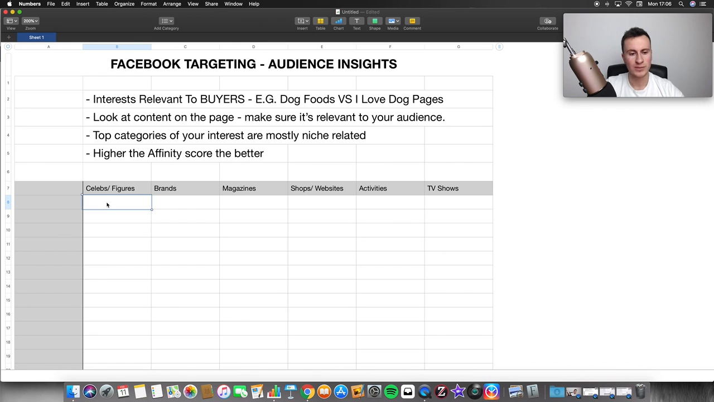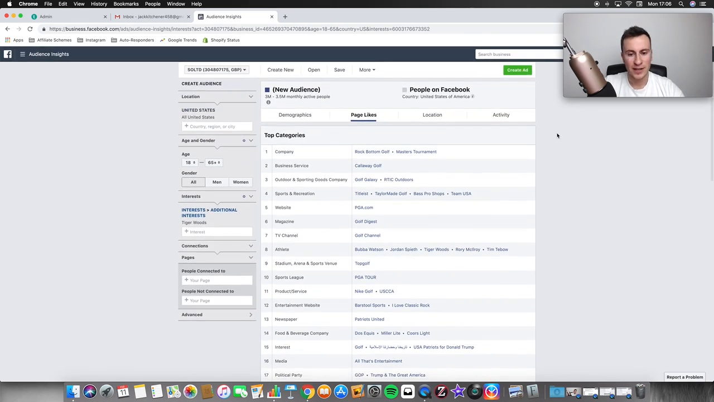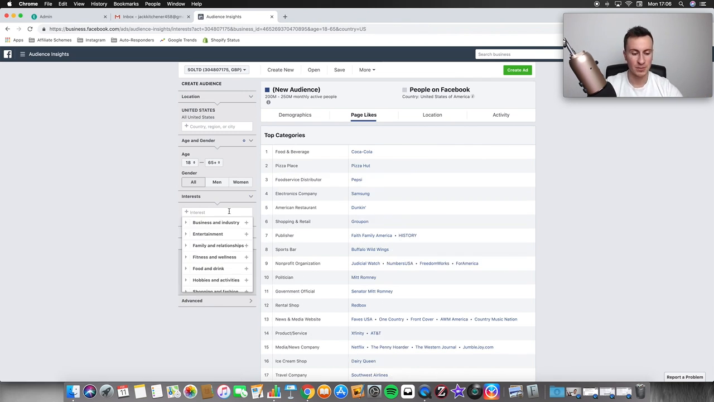I would come up with say half a dozen per category, and that gives me my plan of attack. I would then separate that out ad set by ad set. So I'd have an ad set purely focused on celebs and famous figures, an ad set based on brands, an ad set on magazines, shops, websites, etc. So Tiger Woods isn't good enough. Because I know golf quite well, I'm going to put in a guy called Sergio Garcia, because he's still a pretty popular golfer, but he's definitely not as well known as Tiger Woods. And if you don't play golf, then you probably wouldn't know who he is.